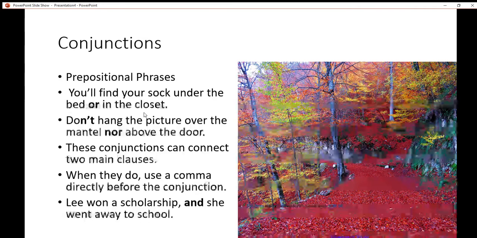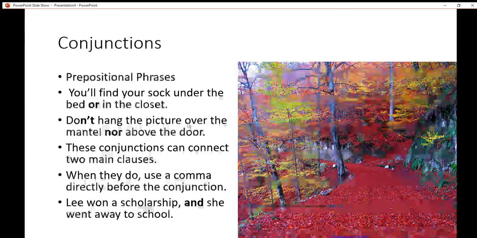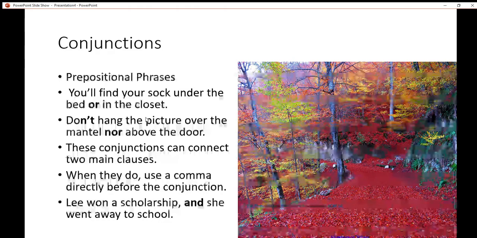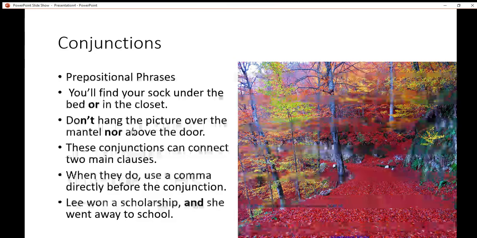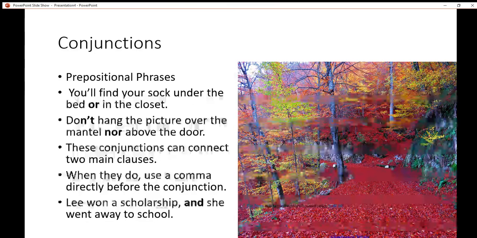Don't hang the picture over the mantle nor above the door. "Nor," the negative word, is telling us do not hang the picture over the mantle and do not hang it over the door. So it doesn't want us to keep repeating the same first part of the sentence again.